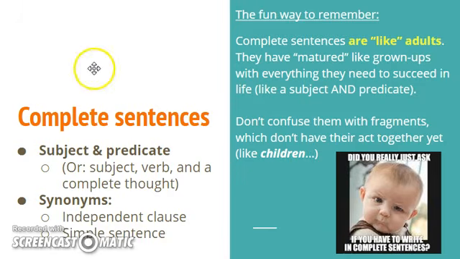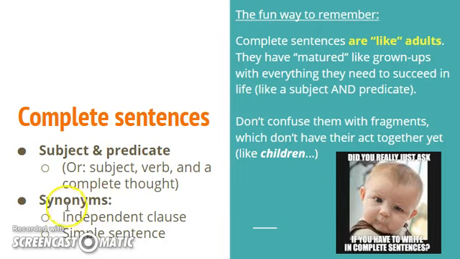First, let's review what a complete sentence even is. You know a sentence is complete if it has both a subject and a predicate. Some people like to say the same thing by calling it a subject, a verb, and a complete thought. So whether you use a 2-part checklist or a 3-part checklist, either way is fine. They both mean the same thing.